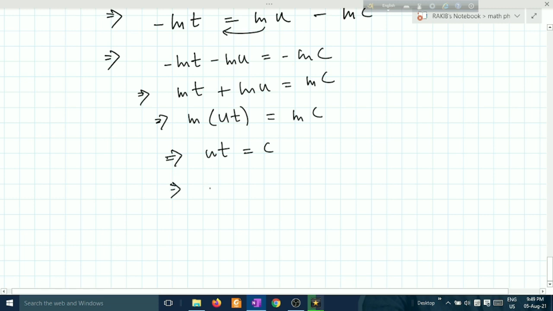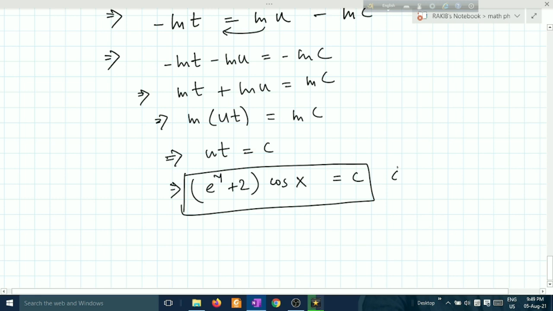What was our u? u was e to the power y plus 2, and what was our t? t was cos x, and on this side you have a constant. This is the solution of the differential equation. It is easier if you practice this, then it will be even easier. This is the solution by the separation of variables method.